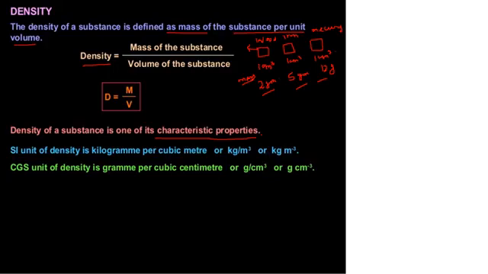The SI unit of density is kilogram per cubic meter, that is kg per cubic meter, right? And the CGS unit is gram per cubic centimeter. So this is all about density.